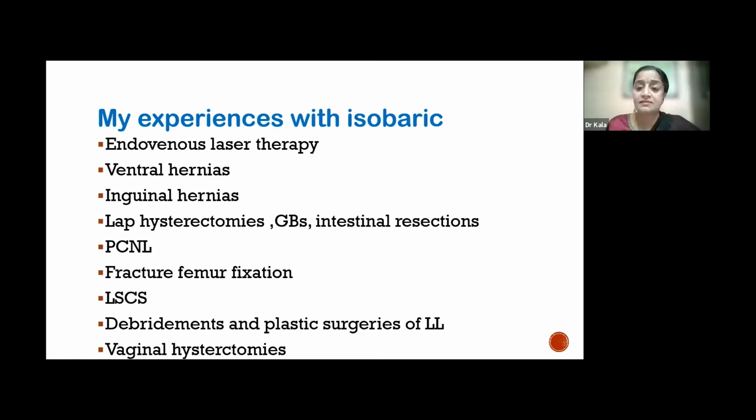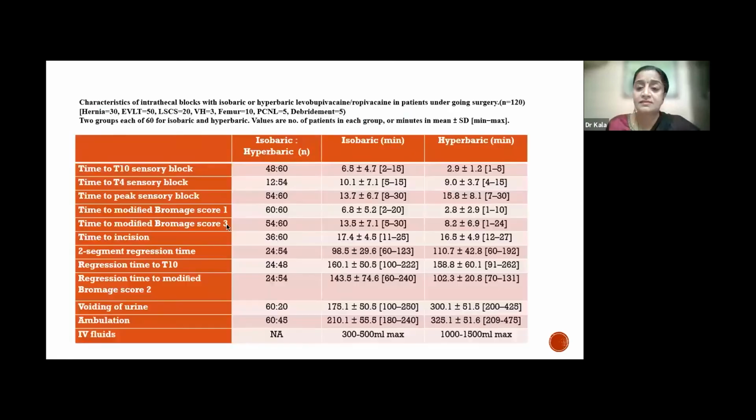And here I have studied the isobaric or hyperbaric, and compared isobaric to hyperbaric levobupivacaine and ropivacaine block: the time to sensory block, the peak sensory block, compared it to the time of incision, the two segment regression time, and the regression to the modified Bromage 2, voiding of urine postoperatively, ambulation, and the IV fluids required.